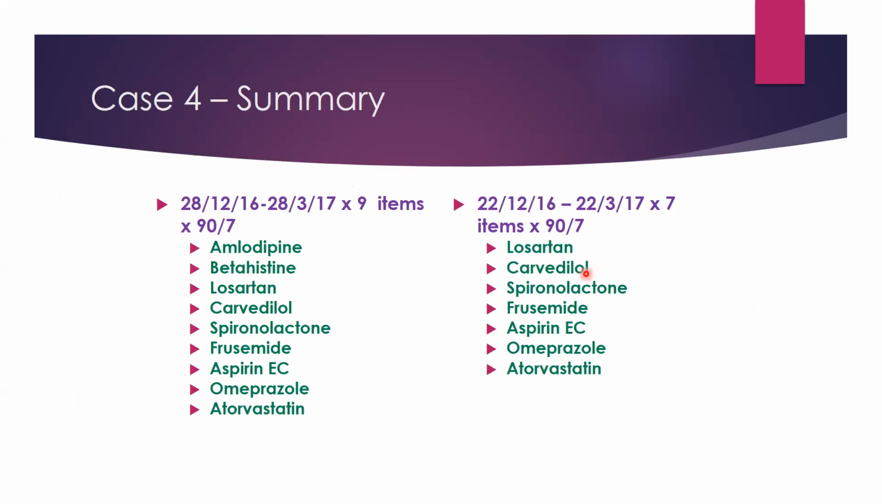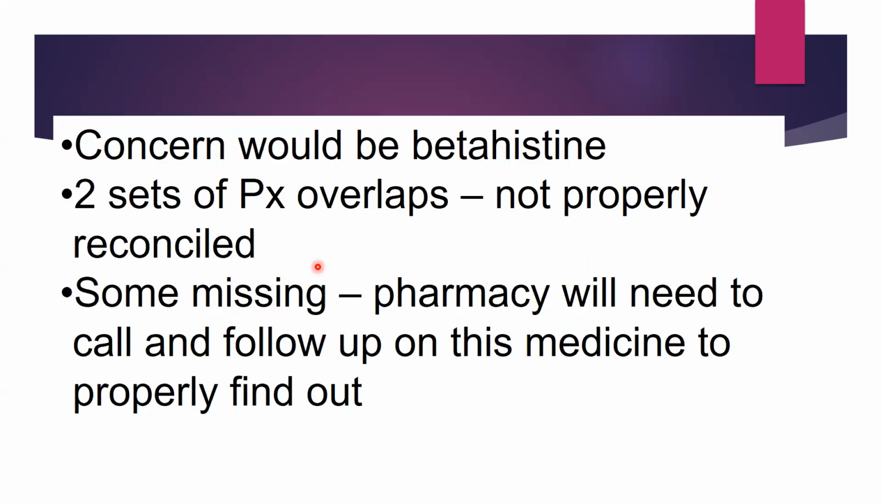Betahistine, is it important or not? Betahistine is prescribed for many conditions, for those who have tinnitus, and also for those who have dizziness. Is the dizziness because the patient is taking too much or not taking their antihypertensive correctly? So when you see betahistine for dizziness, you need to suspect that most likely the patient is not taking their medication correctly. So yes, the overlapping prescriptions are considered polypharmacy.